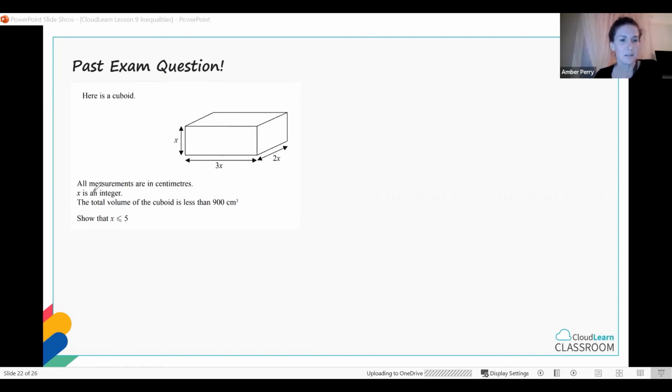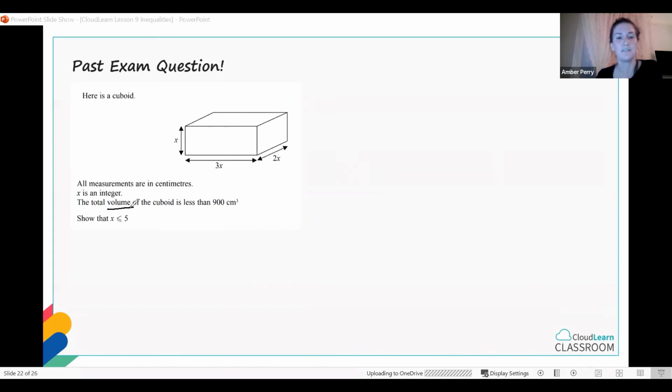The first thing we need to look at is what have we got here? We've got a cuboid, which basically means that this is just like a right-angled rectangular prism. And the volume of the cuboid is less than 900 centimeter cubed. We haven't done volume yet. That's going to be next month, I think.